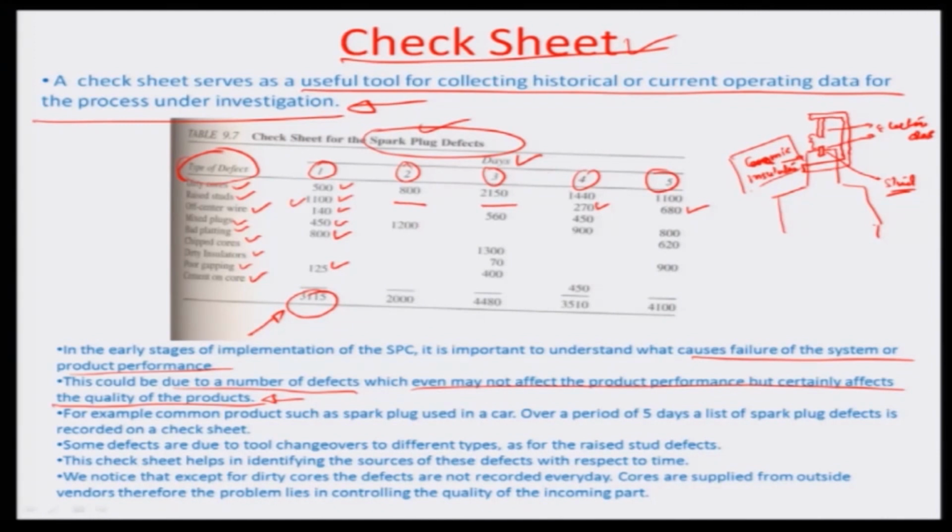and probably there is some kind of a changeover between 3 and 4 which causes again some kind of a defect on day 4, which increases because of some deviation within the machinery on day 5. So obviously this is one of the areas where you have to do some quality improvement related to the machine, maybe some foolproofing, so that this raised stud defect does not come in the spark plug.